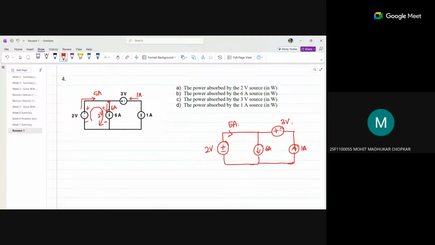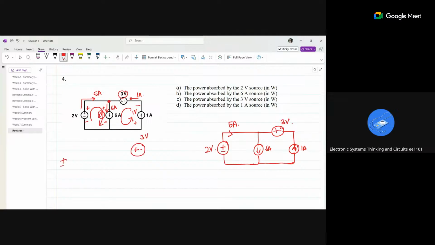Please be mindful, 3 volts also coming, ma'am. Yeah, that 3 volts you will use for this loop, right? We go through the loop clockwise. Here it is already 2 volts. Here it is 3 volts. Then what about here? Here, 1 volt. See, it is 3 volts here.